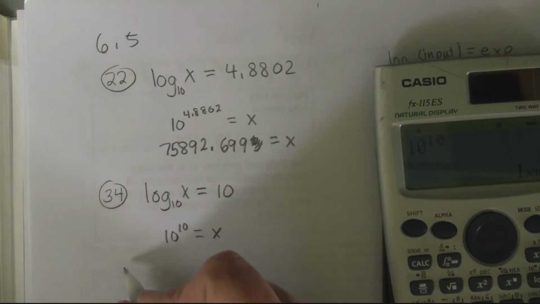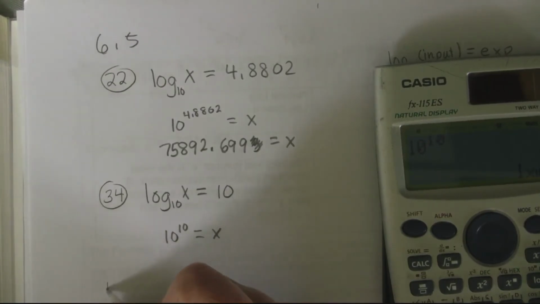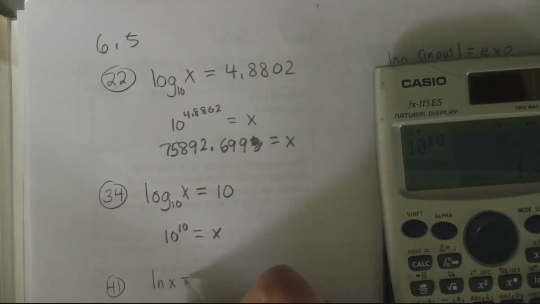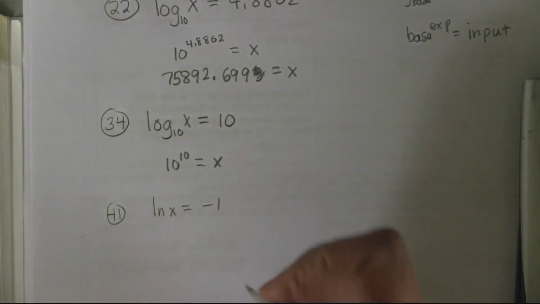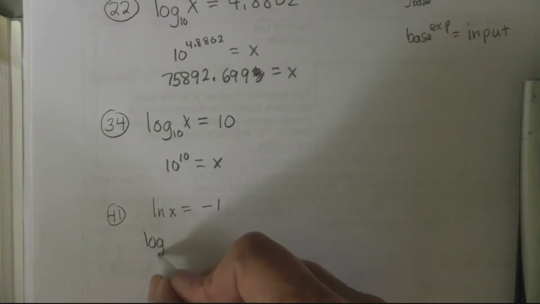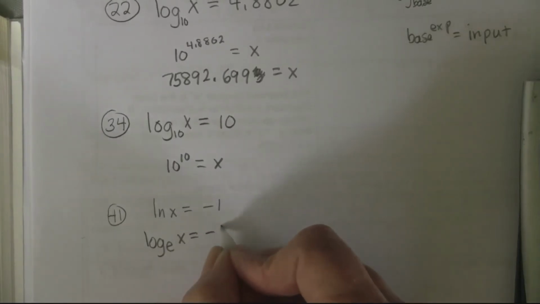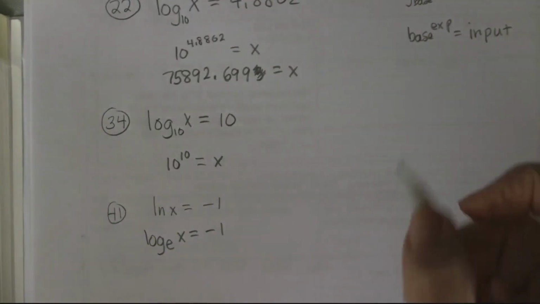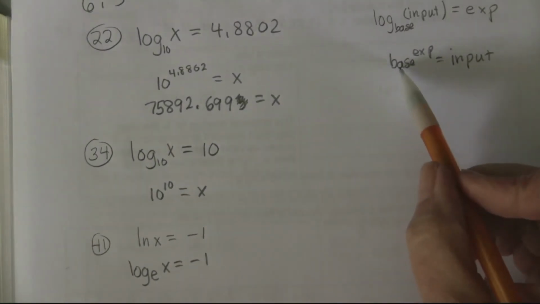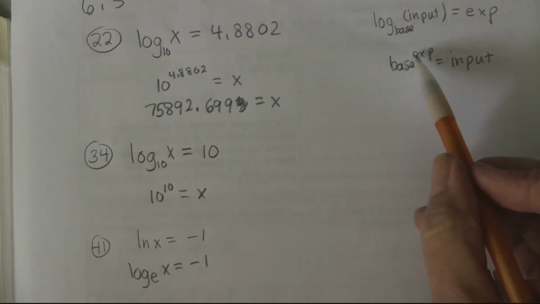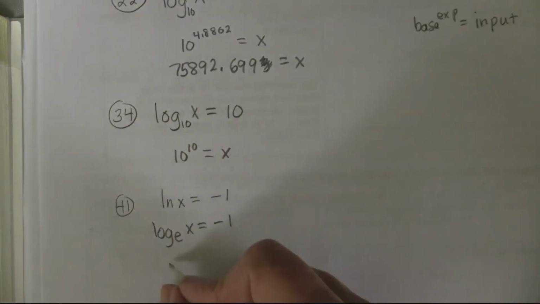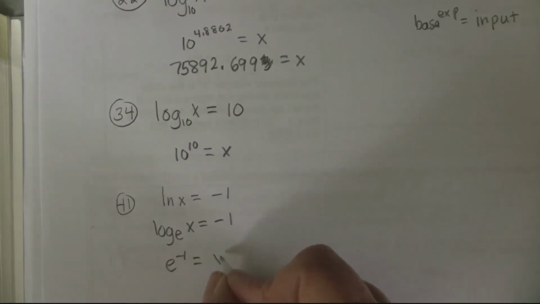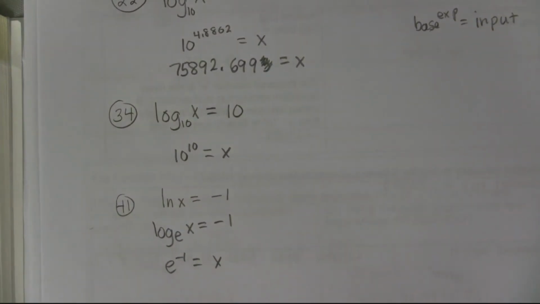Let's try a negative one. So this is number 41. Natural log of x equals -1. Now, natural log is base e. So this is log base e of x equals -1. And then now I can write it in exponential notation, right? The base is e. The exponent is -1. So this is e to the -1 equals x. And so there's my exact answer.